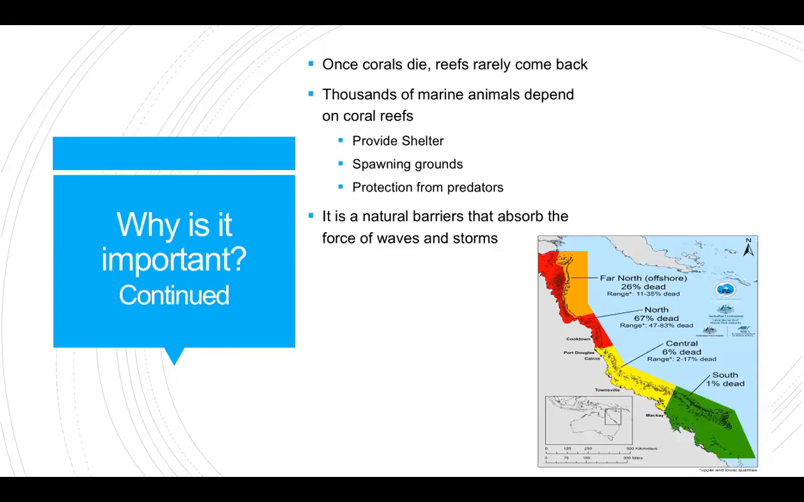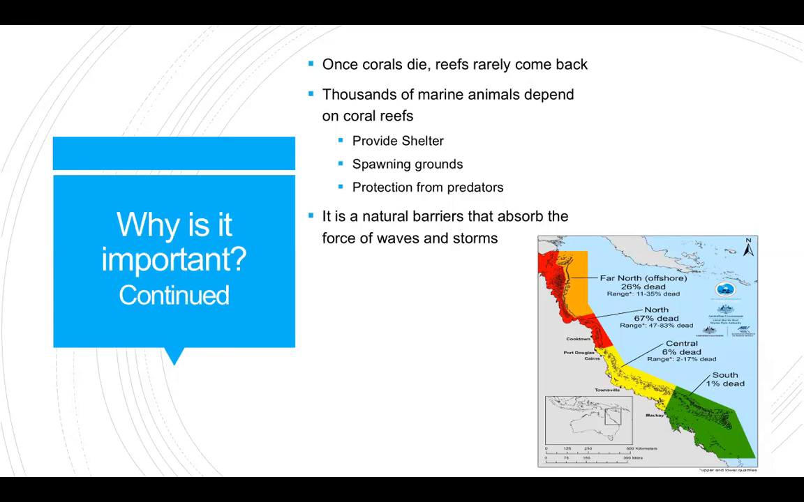Once coral dies, it's hard for the reefs to maintain. Thousands of marine animals depend on coral reefs. They provide shelter for species to live and protect them from predators. It is also a food source for these predators, such as turtles, birds, and sharks. And it is also a spawning ground for fish to lay their eggs and reproduce.